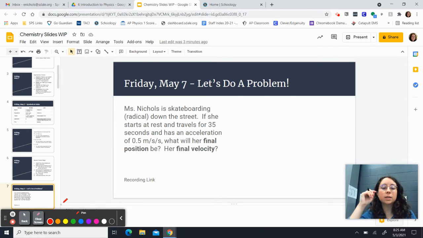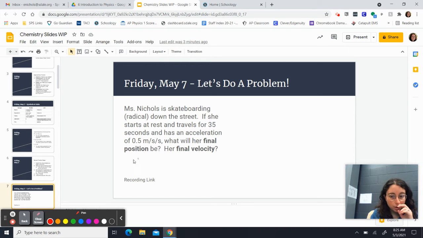It says that Miss Nichols is skating radical down the street. If she starts at rest and travels for 35 seconds and has an acceleration of 0.5 meters per second, which is the same thing as meters per second squared, what will her final velocity be and what will her final position be? So those are the two different parts of the problem.